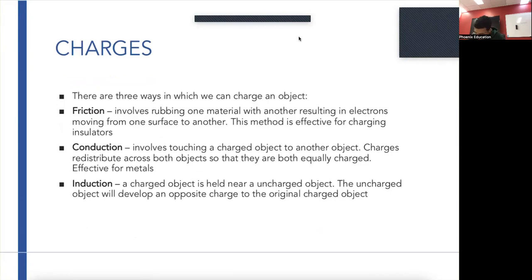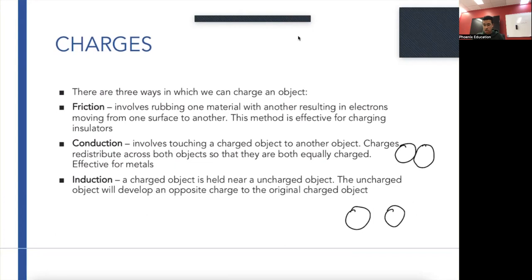So conduction would be two spheres. So imagine you have 2 metal spheres that touch each other and transfer energy. And for induction, it doesn't have to touch. It just has to be near the other object. Okay, so that's the difference between conduction, induction, and friction.